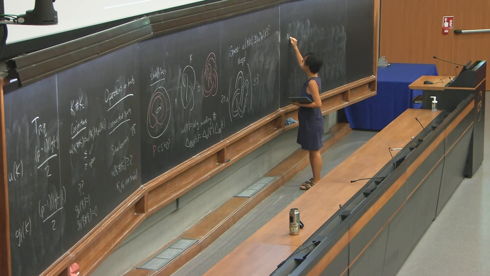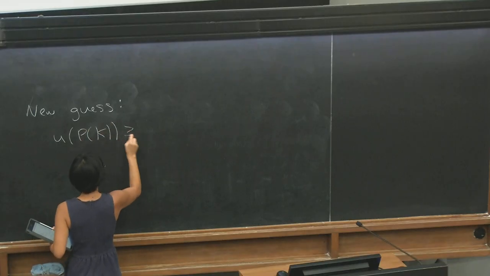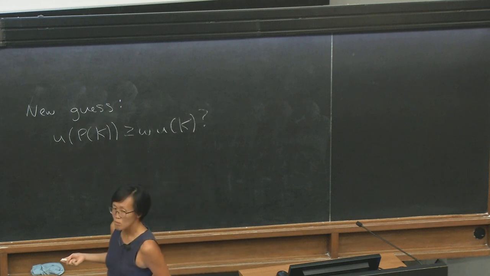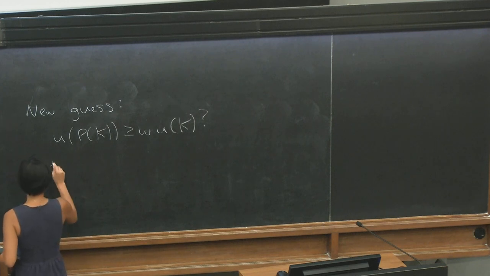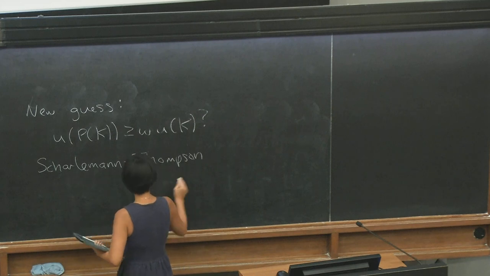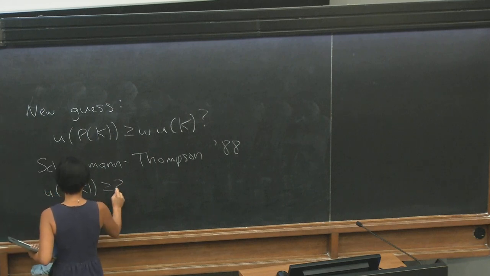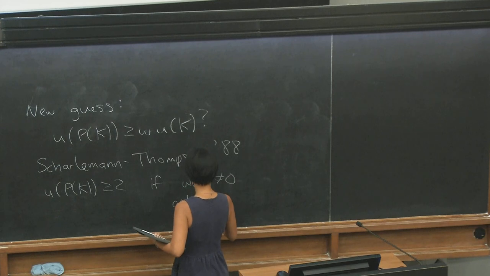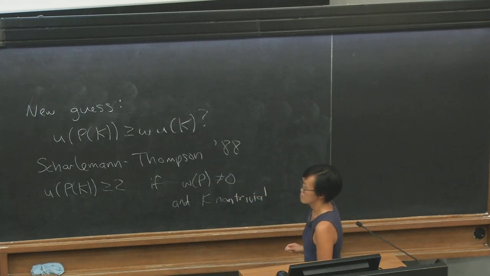Maybe the new guess is that the unknotting number of P of K is at least the winding number times the unknotting number of K. All right, so what's the state of the art in the unknotting number of satellites? There's a result of Charlemagne and Thompson from 1988 that the unknotting number of P of K is at least 2 when the winding number is non-zero and K is non-trivial.